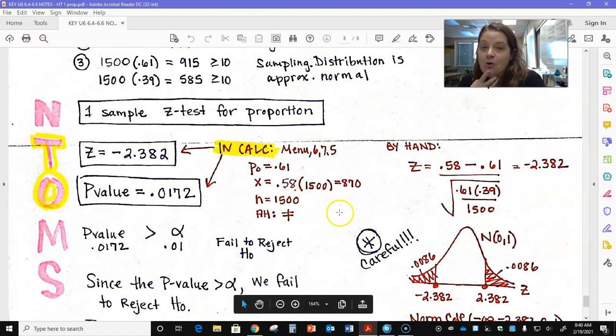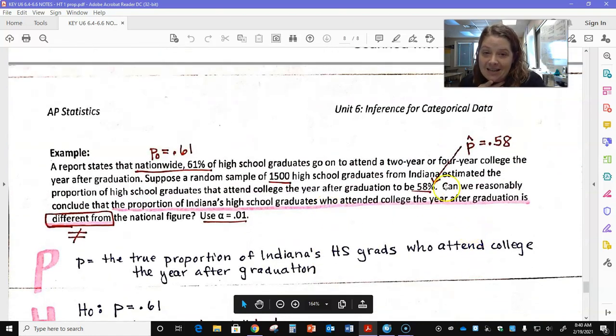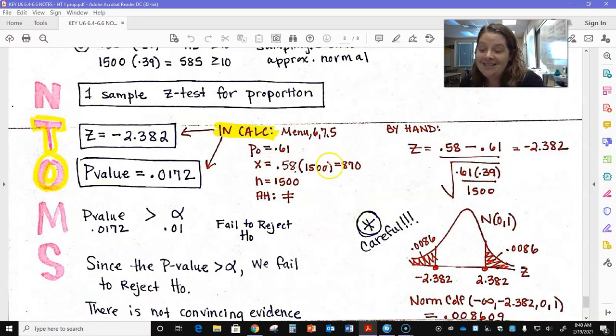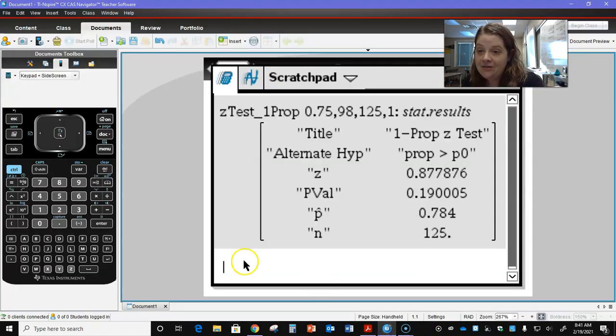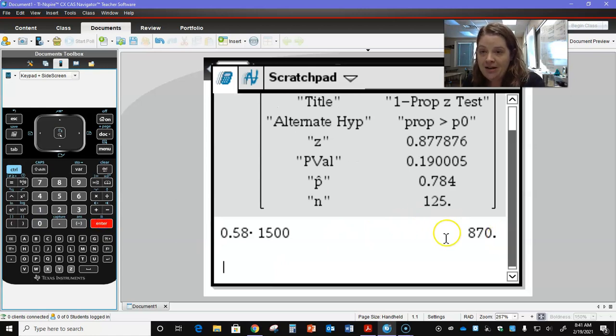The calculator requires that I enter x, the number of successes. So 58% is the proportion of successes, but there's nowhere to type that in my calculator. So when I go to put x in, I need to think 58% times 1,500, and I need to make sure it's a whole number. For example, we don't really have an issue here because when I take 58% of 1,500, I end up with a nice whole number, 870.